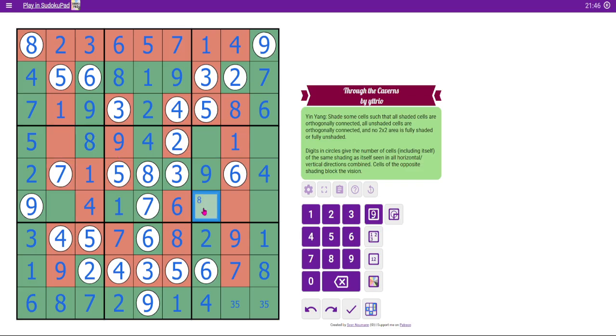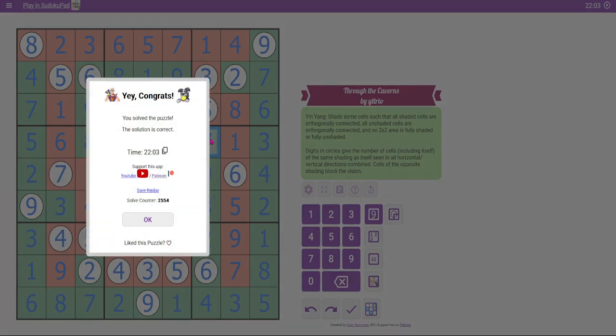8 needs to be here. And then 3, 6. This one needs to be the 3. This is the 6. Now the 3 goes over this square. 5 needs to be in the middle cell here. And then 2 and a 7. We have the 7. This is a 2, this is a 7, and there we go. That was the solution to Through the Caverns.